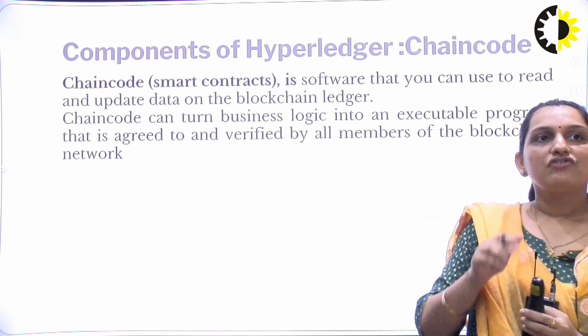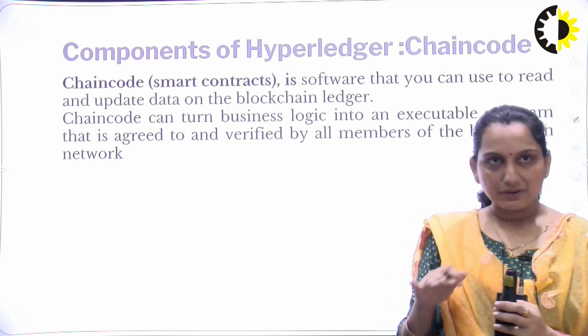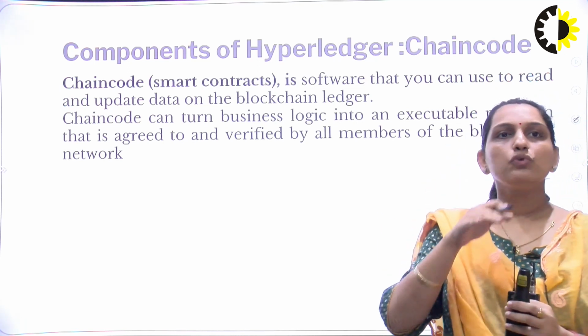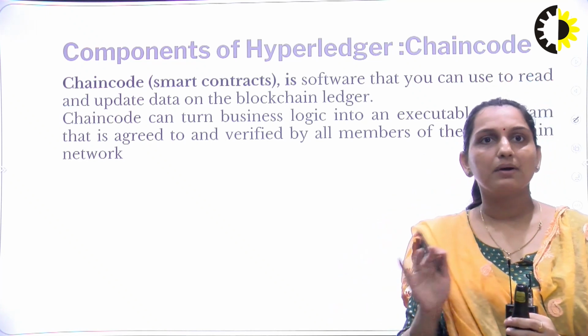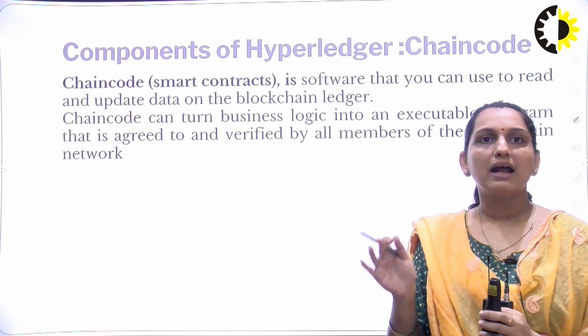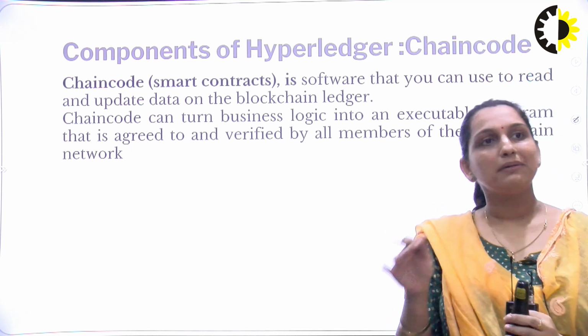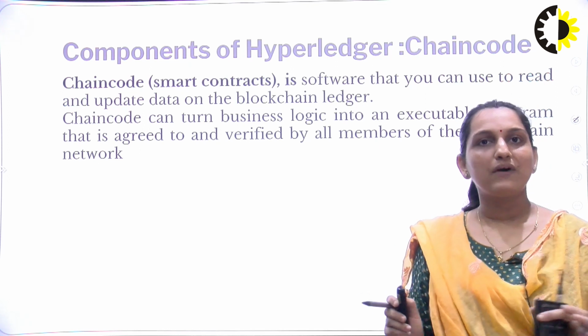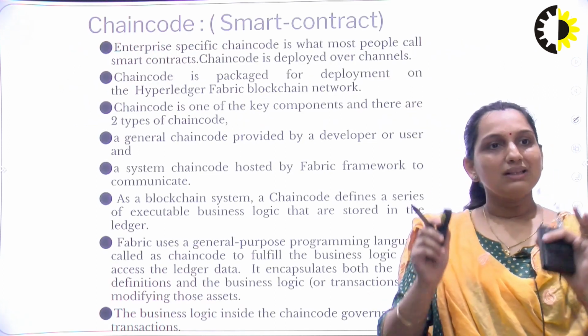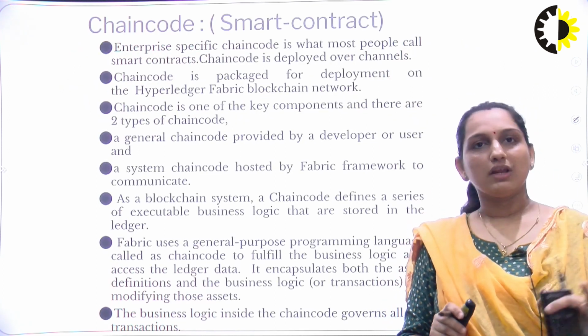So this is the chaincode, the smart contracts used to update the ledger. Every person has a blockchain ledger, so that ledger has to be read or updated by using chaincode. So we have a verified member accordingly. All these things have to be there in a chaincode.